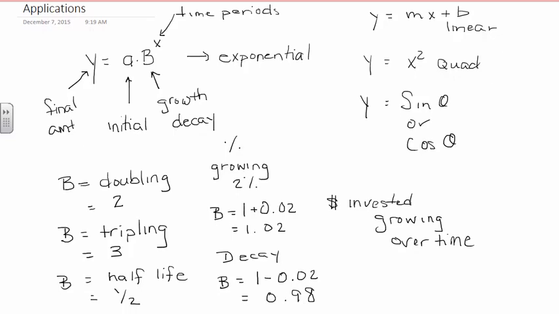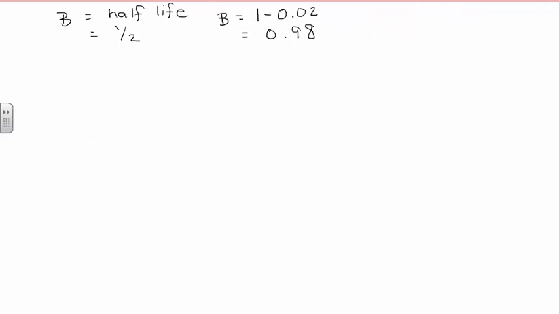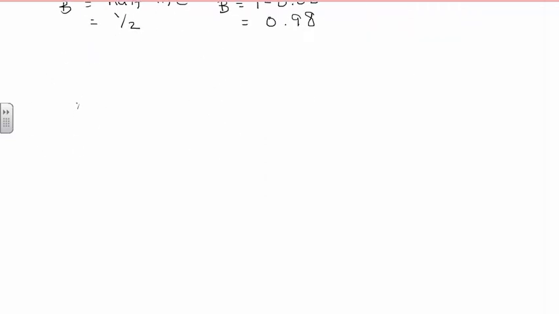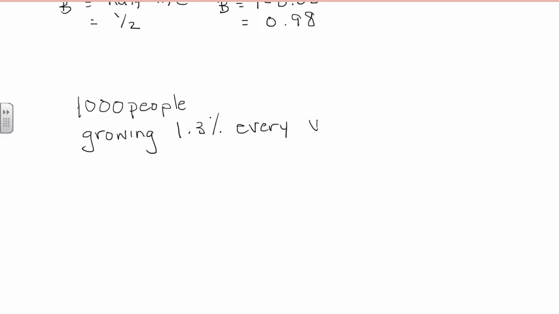So let's just roughly go over this. Make some space here. So if we have a population of 1,000 people, and we know that it is growing at a rate of 1.3% every year, we can write an equation for that. So let's remember that our exponential equation looks like this: a times b to the power of x. So y is when we're looking for our final amount. We started with 1,000 people, and we are growing at a rate of 1.3%.